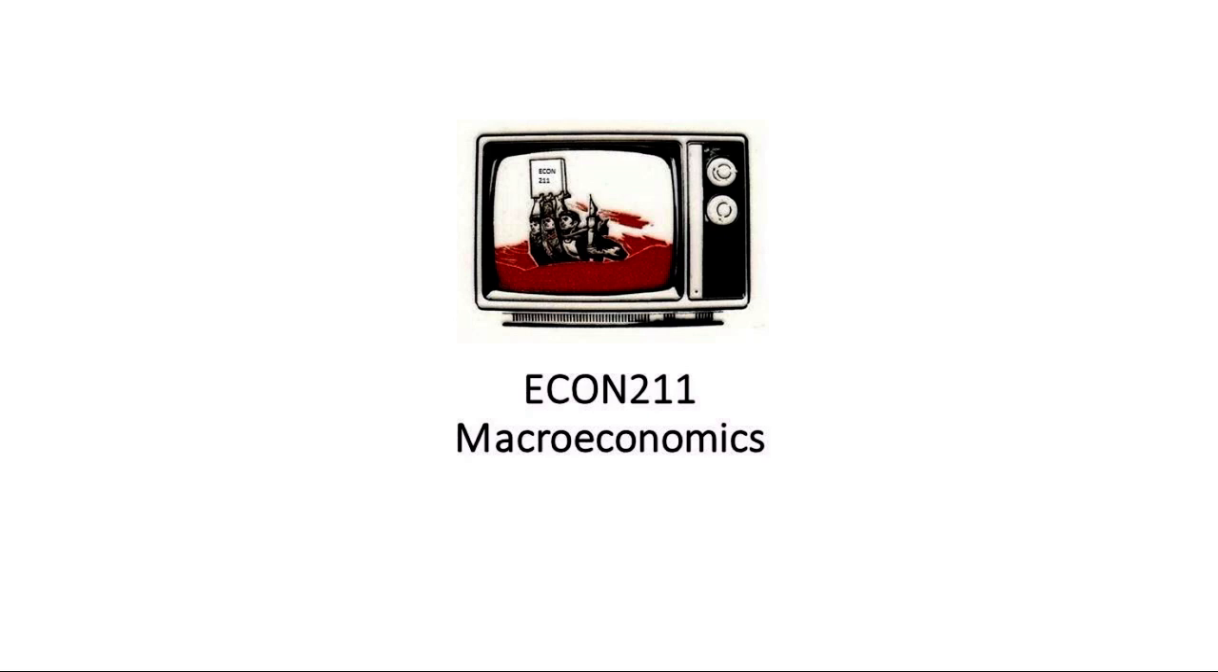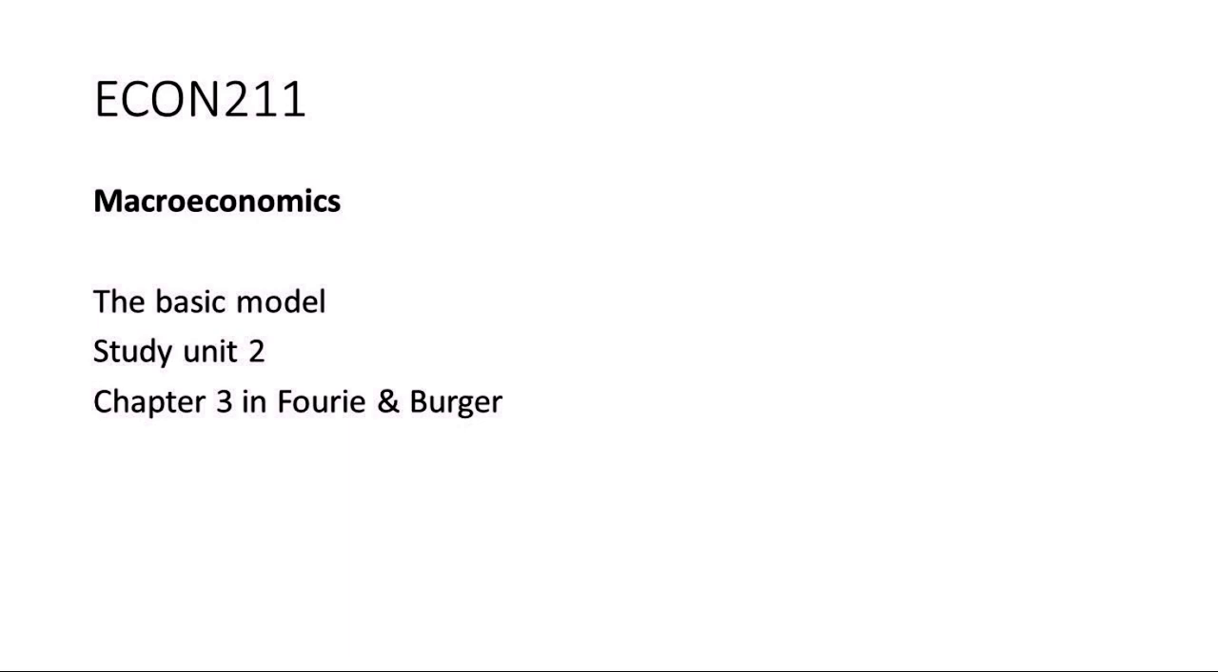We are busy with Study Unit 2 and Chapter 3 in Fourie and Burger. This is video number 8 of 10 explaining the contents of this chapter. Throughout, we've been looking at the real economy and the monetary sector, and we've put them together in the form of the IS-LM model. The previous video talked about the derivation of the IS curve, and now we will look at the LM curve.